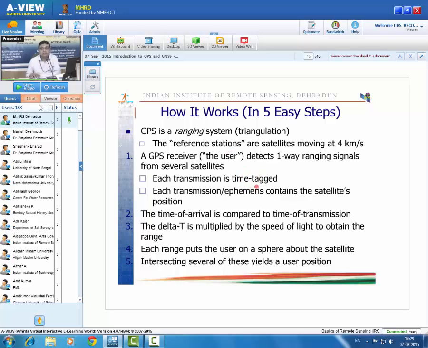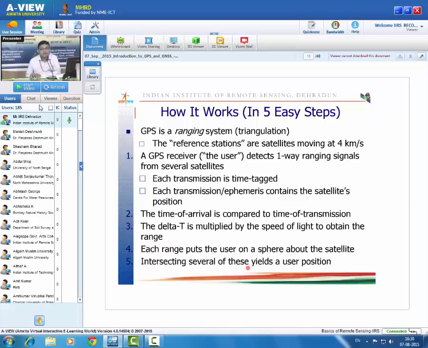So let us say T1 is the time at which the signal starts from the GPS, and T2 is the time at which the signal reaches the receiver. So T2 is the time of arrival, and it is compared with the time of transmission. T2 minus T1 is the total time, that is delta T, which the signal has taken to come from the satellite to the receiver. When we multiply this delta T with the velocity of light, it gives us the range, that is the distance between the satellite and the receiver. Each range puts the user on a sphere above the satellite.